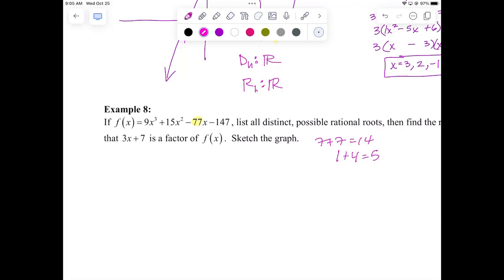Is 5 divisible by 3? No, you could have done it with the 14 as well. Is 14 divisible by 3? No, okay. What about 147? Let's just figure out what's the digital index of 147.